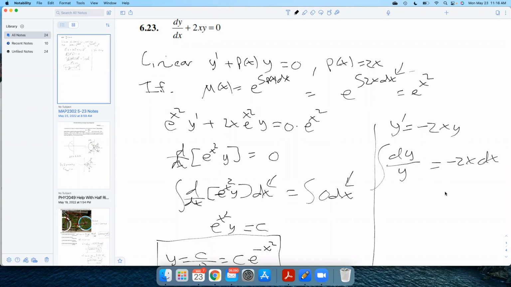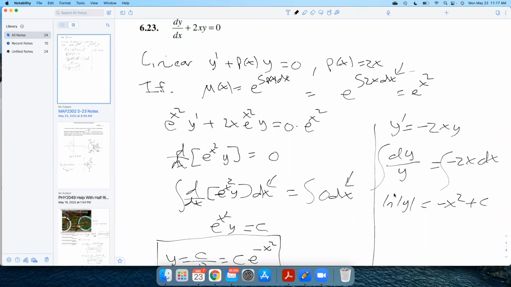Integrate both sides. Both sides already have a differential. Antiderivative of 1 over y is natural log the absolute value of y. Antiderivative of negative 2x is, let's see, negative x squared plus c.